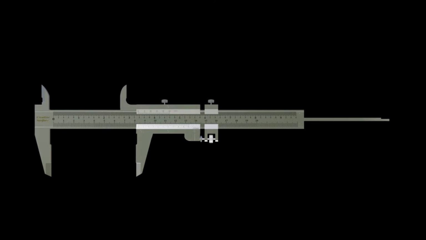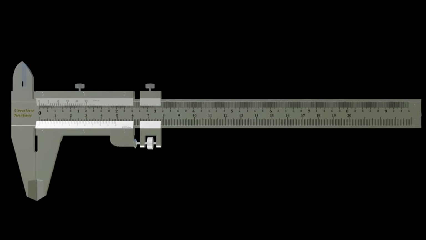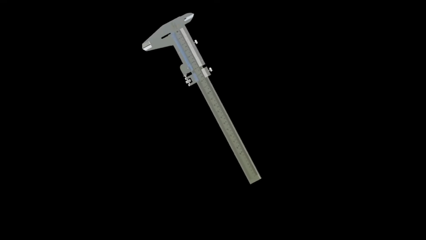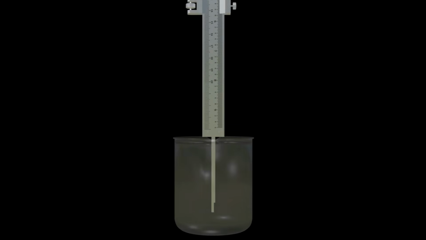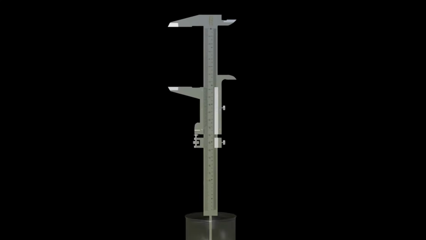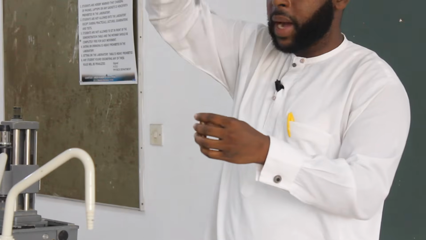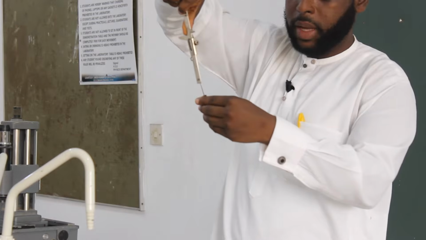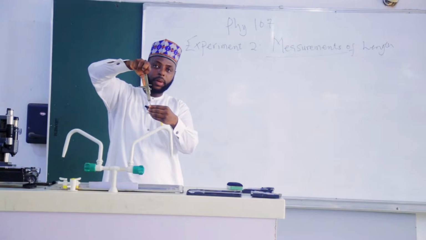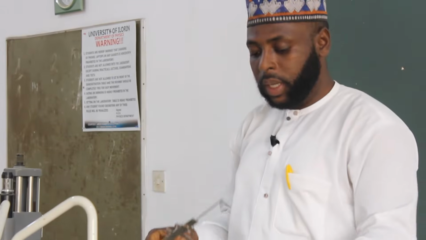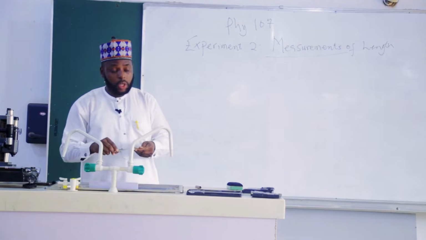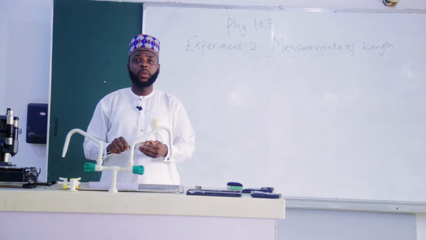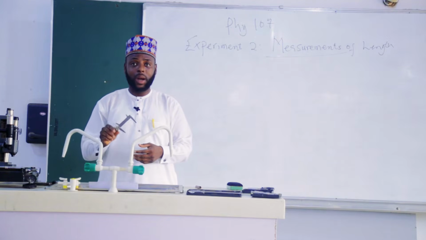While we have the depth bar, the depth bar is to measure the depth of an object. For example, a cylinder, and I can measure the depth of this cylinder using the bar side of the vernier caliper, like this. Now that we know the uses of the vernier caliper, we need to understand a very important concept called the least count.